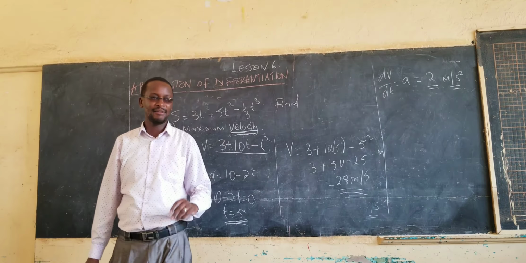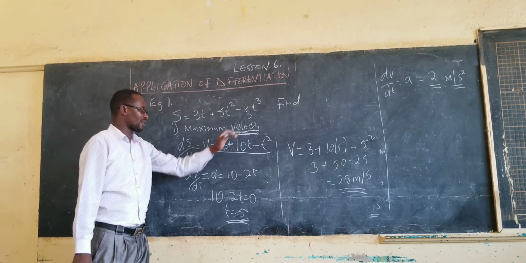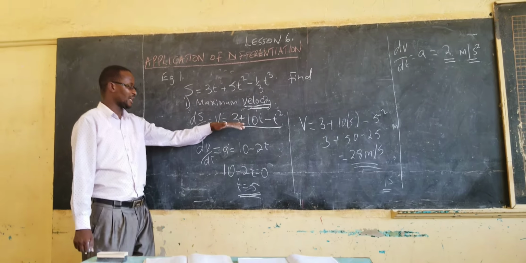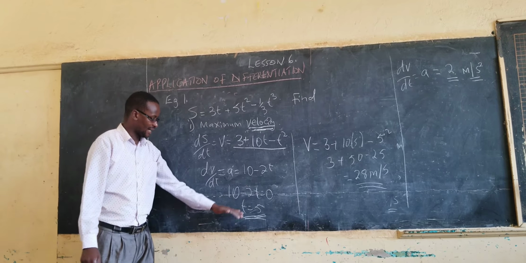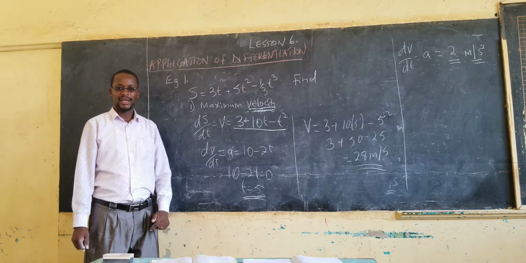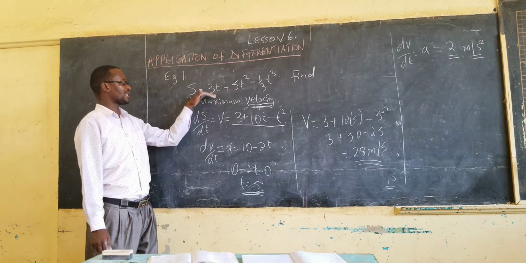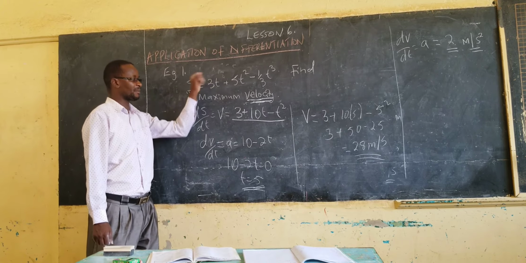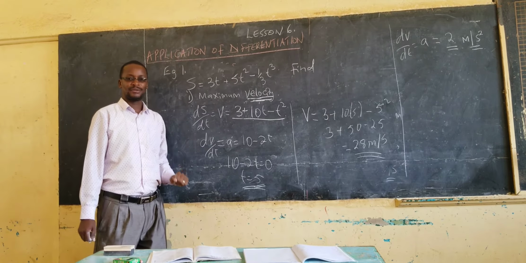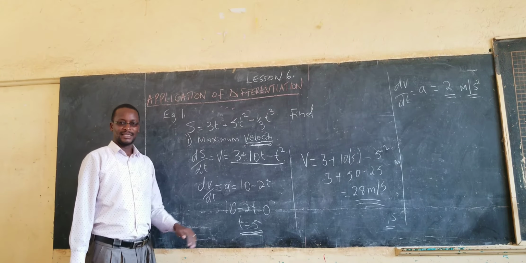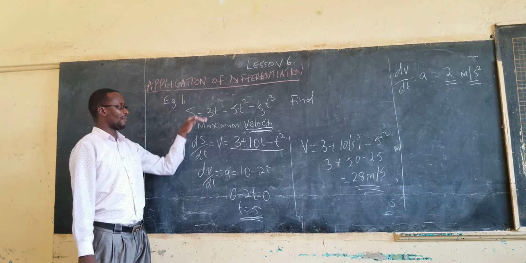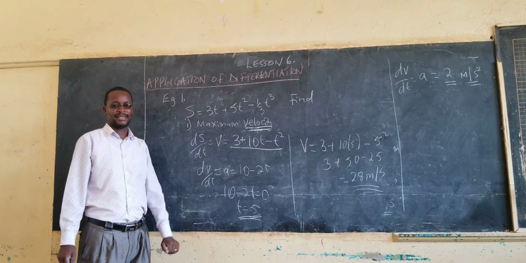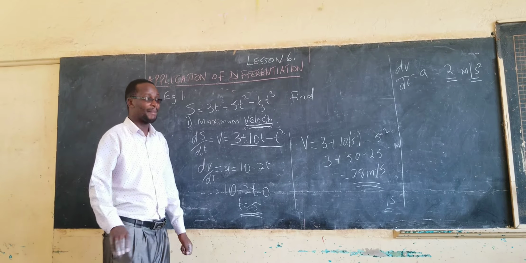Please note very well, at maximum velocity, you differentiate the equation for velocity and you equate it to zero. If you have been asked maximum displacement, you will differentiate displacement and equate to zero. Get the time. Take that time you have gotten back to the equation of displacement. So that is how we get the maximum.